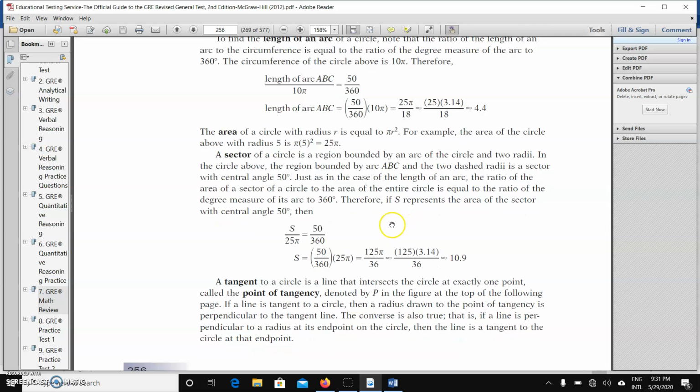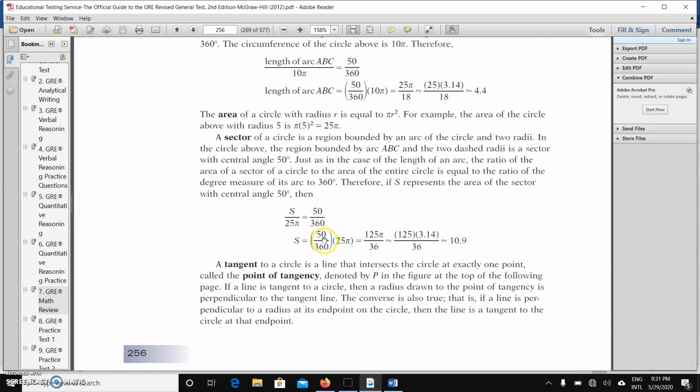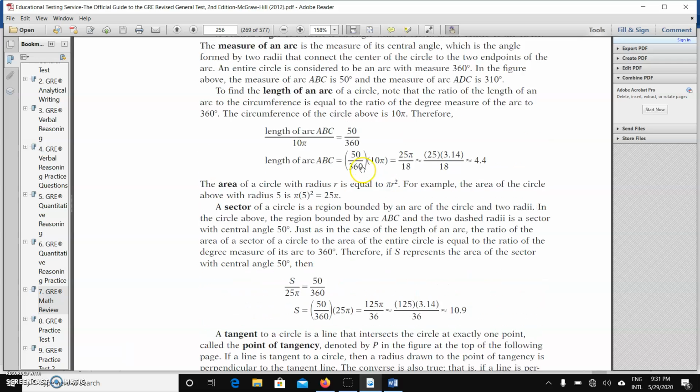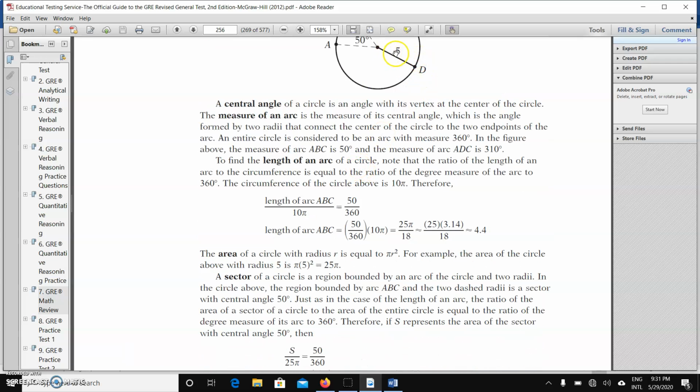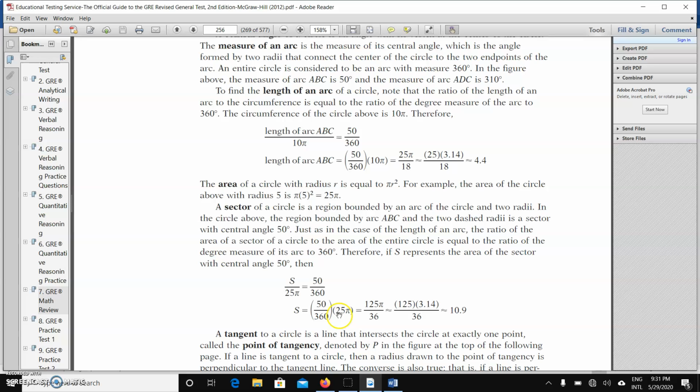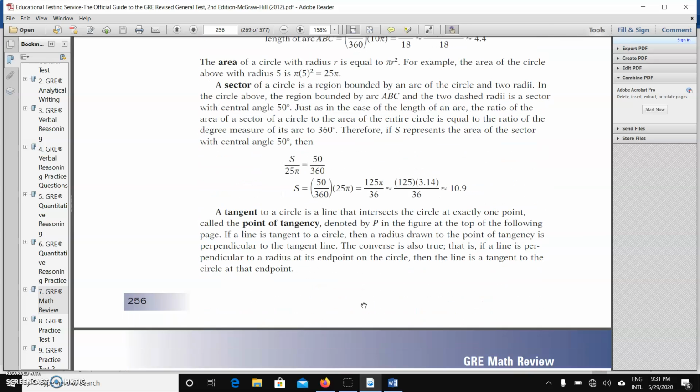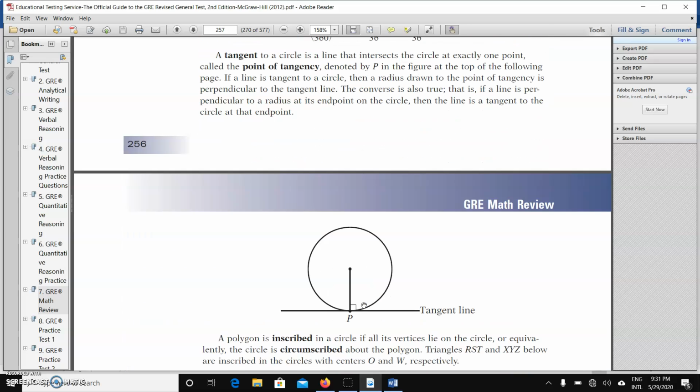Understand? Now for a sector, the same thing applies. Use the same formula, theta over 360 times pi r square. The r is 5, so 5 square is 25 pi. When you solve it well, you're going to get 10.9. I hope you understand this. It's simple and straightforward. You don't need to do anything else. Understand?